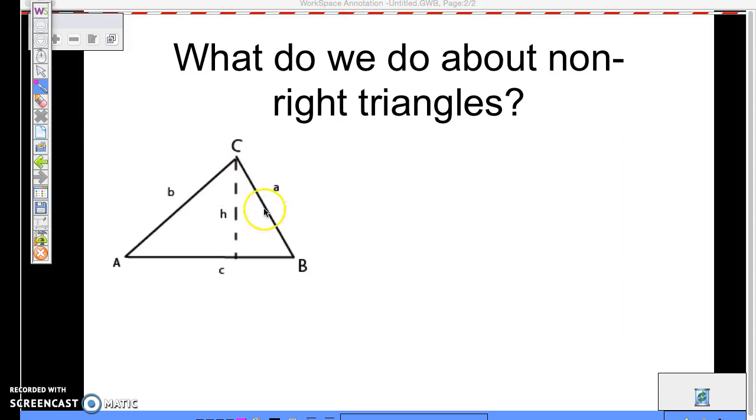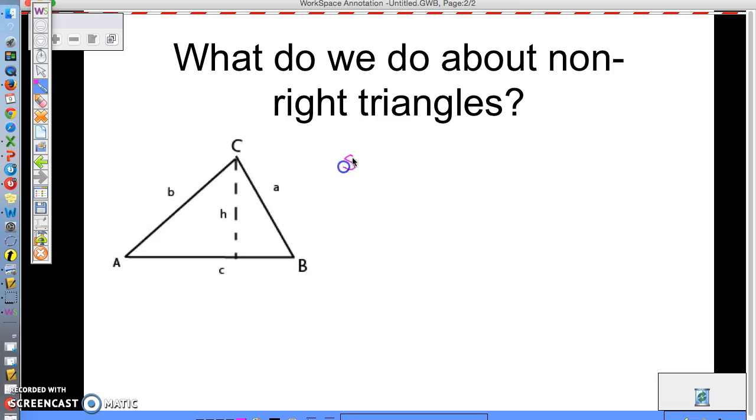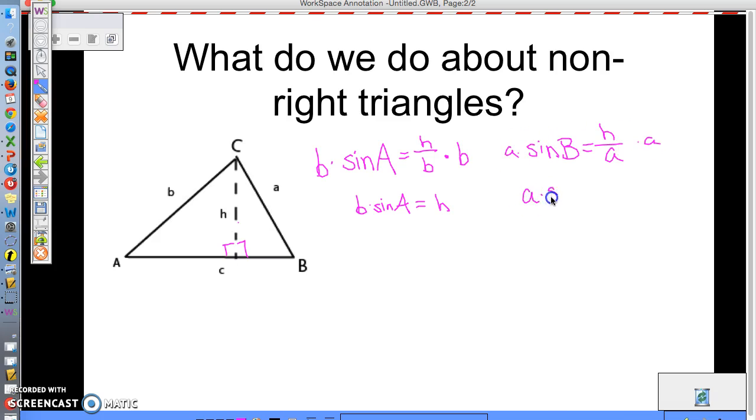So if we take a look at this triangle, we have a non-right triangle, and we have our height drawn in. It's fair to say that the sine of angle A, opposite over hypotenuse, with 90 degrees right here, would be h over b. And if we looked at the sine of B, it would be h over a. Well, we both have h in these, so if we solved for h, we'd have b times the sine of A equals h, and a times the sine of B equals h.